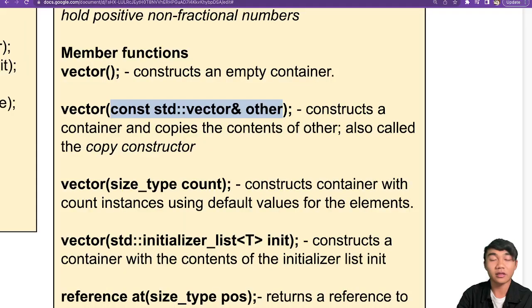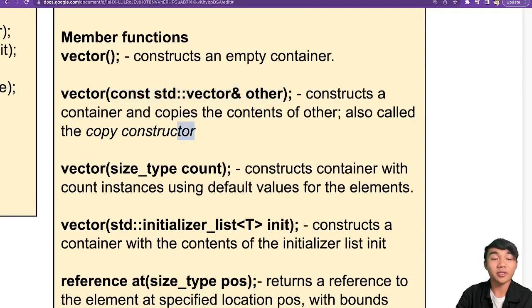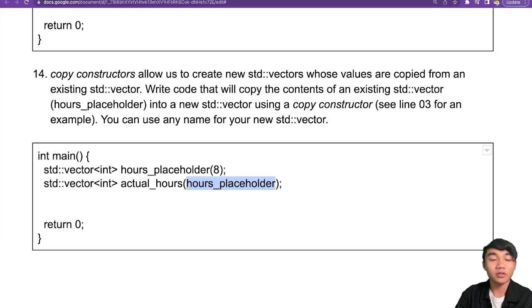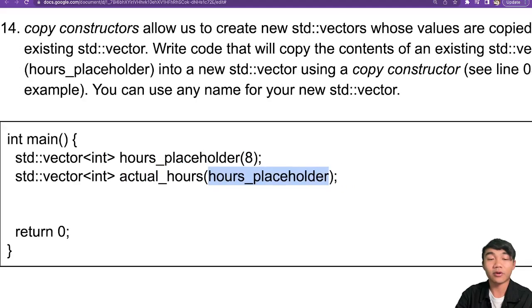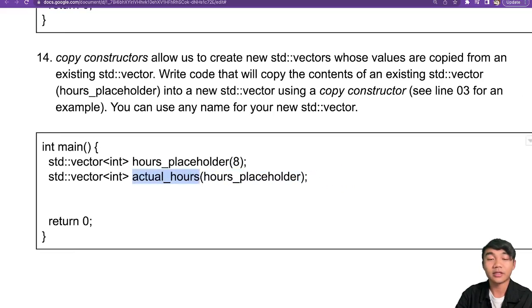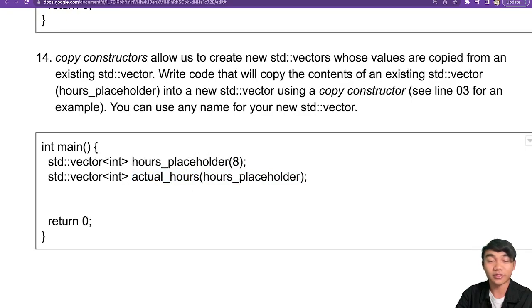You can look at the vector copy constructor right here. It takes in a vector as a parameter. So here, we'll define a new vector of ints called actual hours, and then we're going to pass in as a parameter the hours placeholder vector. And that way, we know that the actual hours vector is a copy of the contents of this hours placeholder vector that was already created.